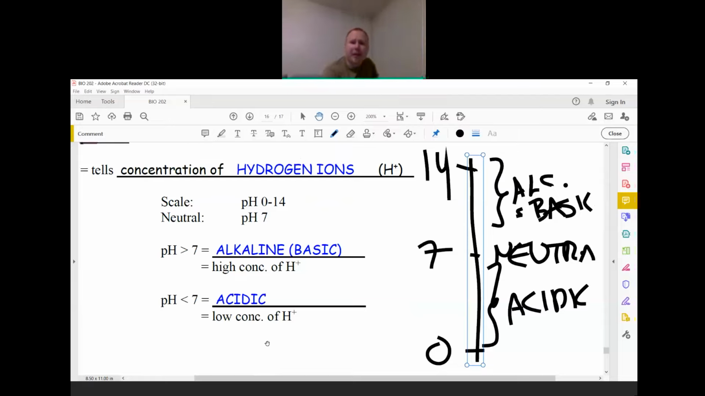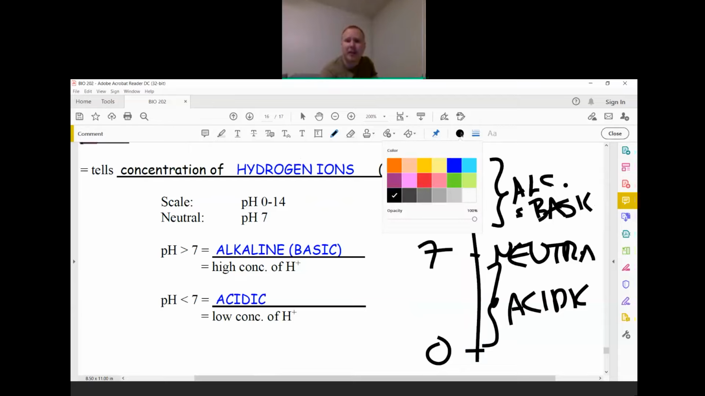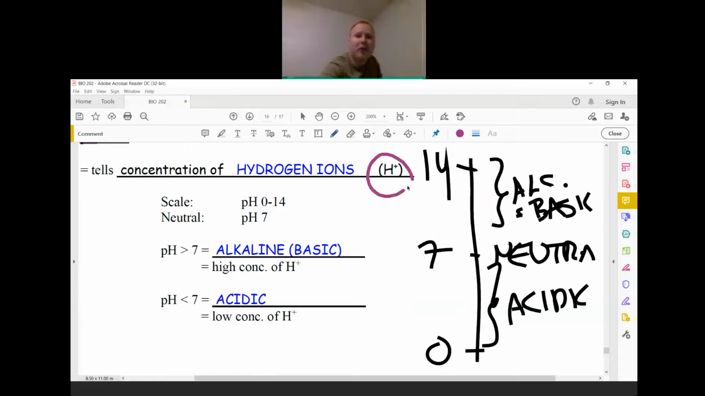What the pH scale really is, and this is where we might continue a little bit from what you've seen in the past, is a numerical presentation of the amount of hydrogen ions in a substance. So that helps us to understand that if they have a high concentration of hydrogen ions, we're talking about alkaline substances. Low concentration of hydrogen ions is acidic substances.